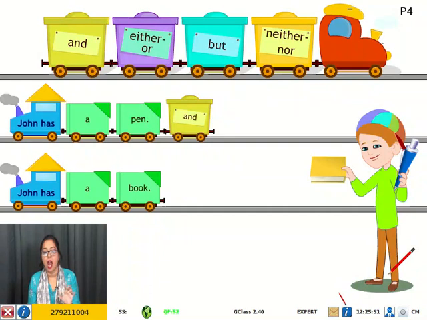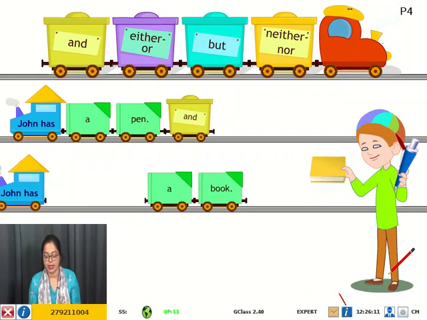Because we are joining the sentence. That means John has a pen and also he has a book. Right? So he has two things together, isn't it? So that is why we have picked up this connector called "and", and we will be joining these two sentences. Okay. So John has a pen and what does he have?